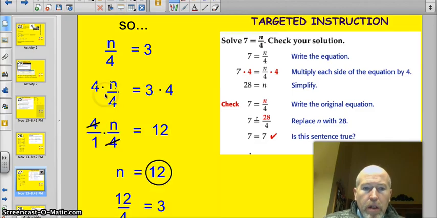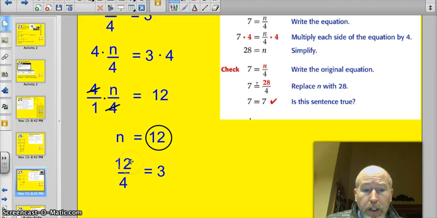Well, I multiplied the opposite of n over 4, which is really 1n over 4, is 4, or 4 over 1. So I changed it to 4 over 1 down here for you. But I have to multiply this side by 4 over 1, or just 4 too. So here, my 4's cross off, where I get 4n over 4. So I can cross the 4's out. Either way, I'm going to get n. And over here, I have 3 times 4, which is 12. Substitute that back in. 12 divided by 4 does equal 3.